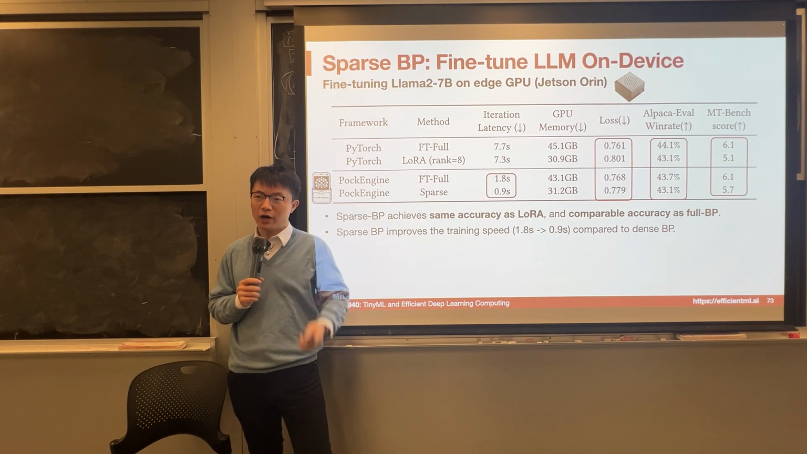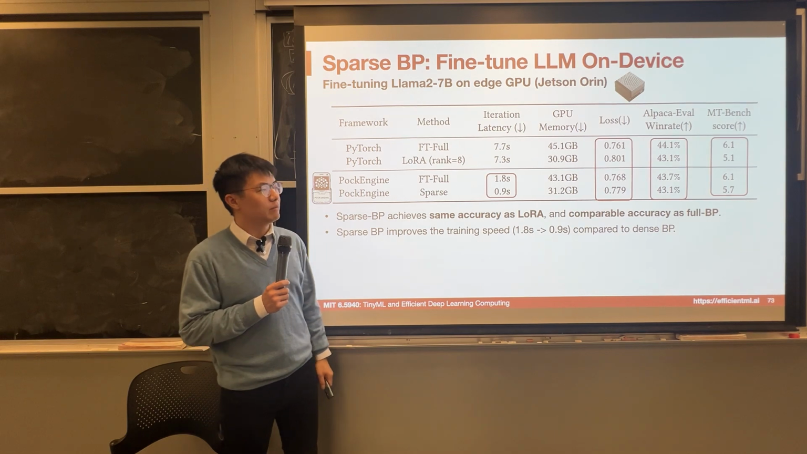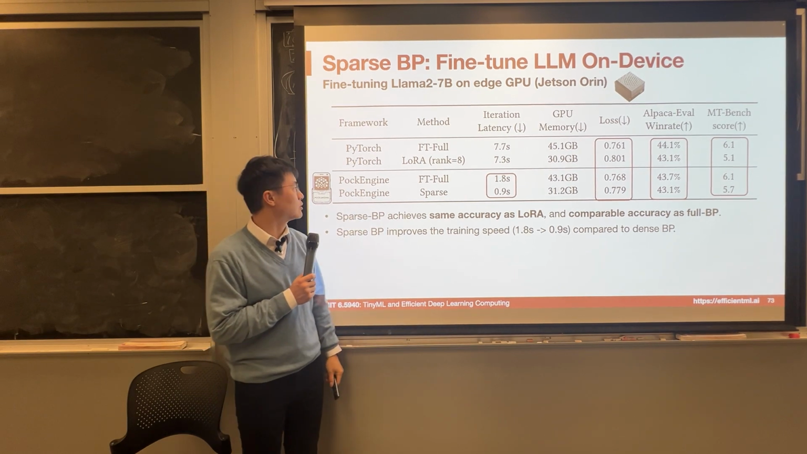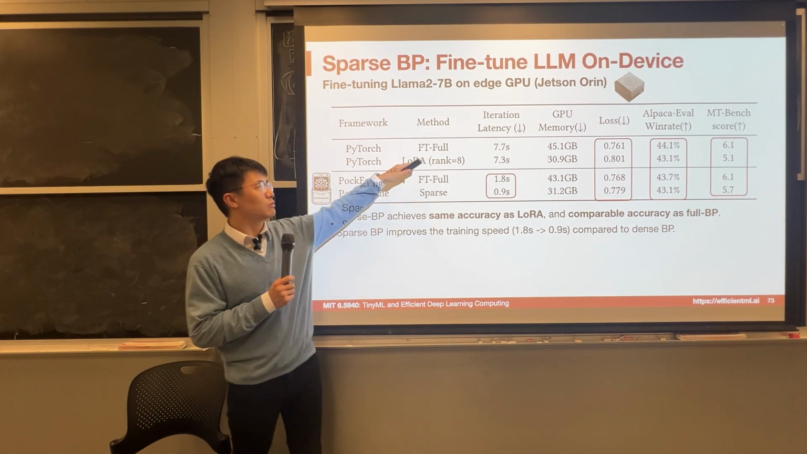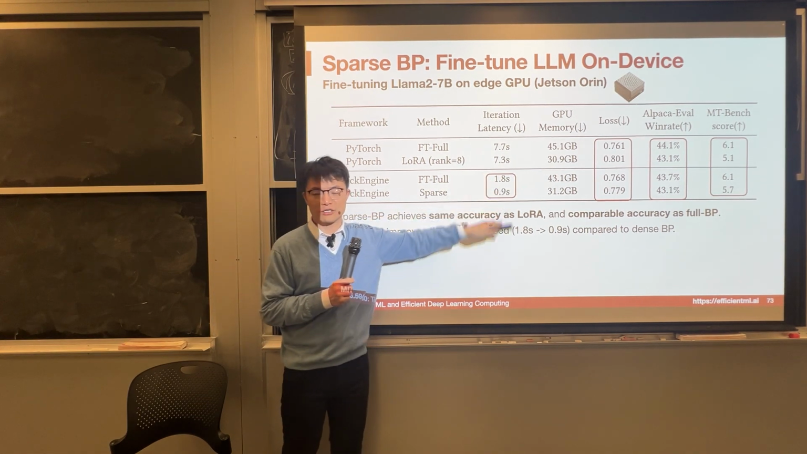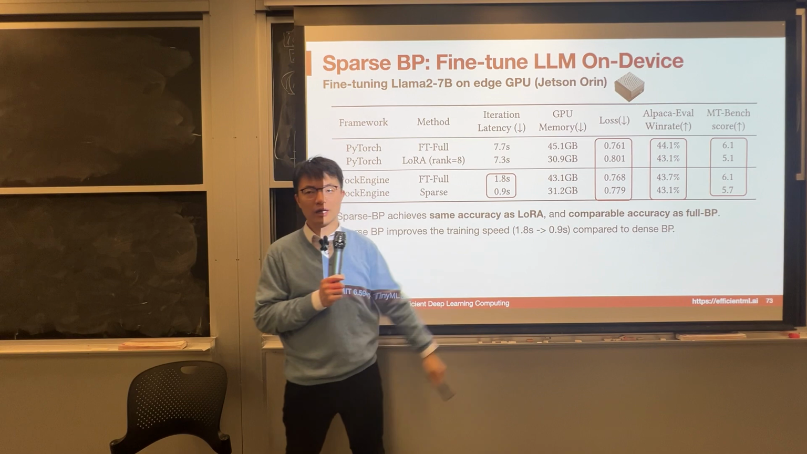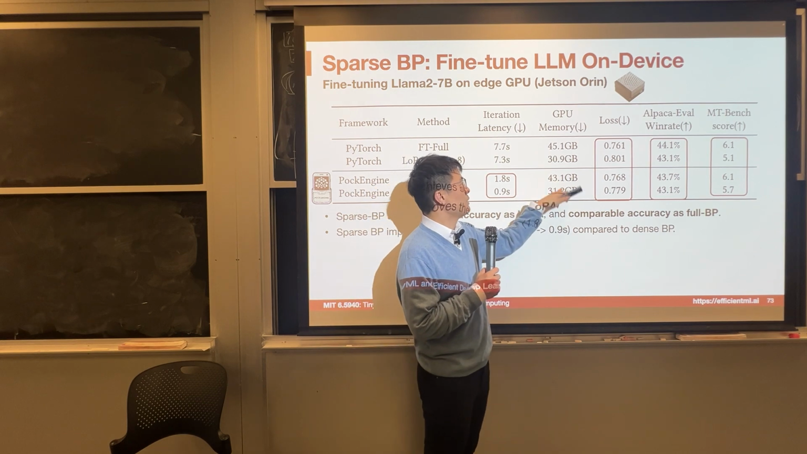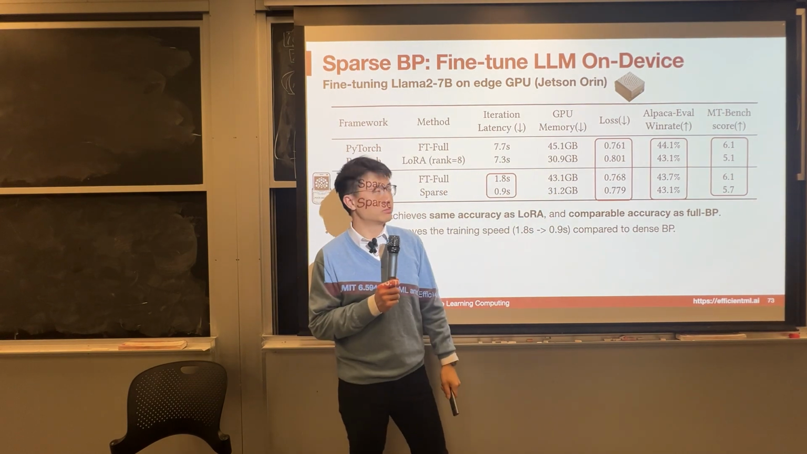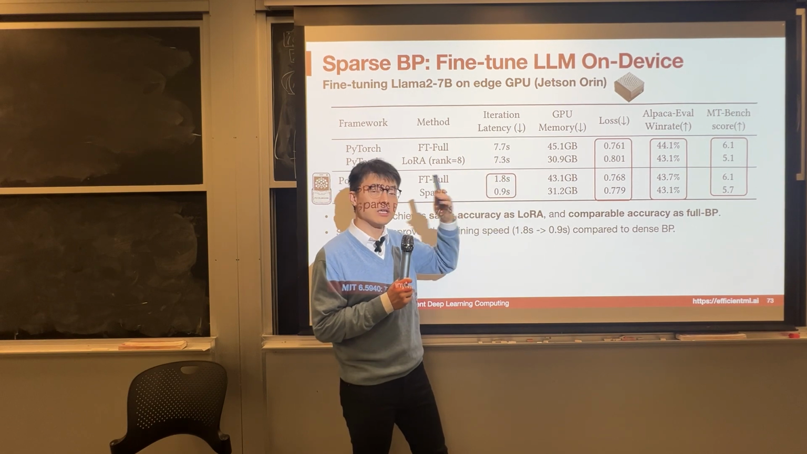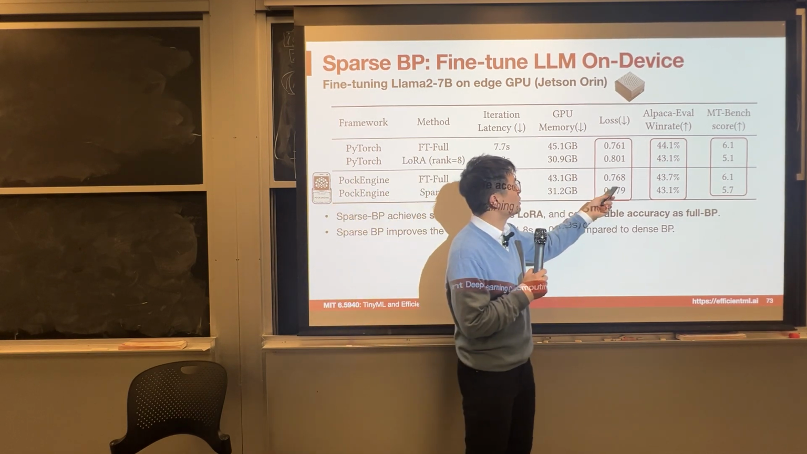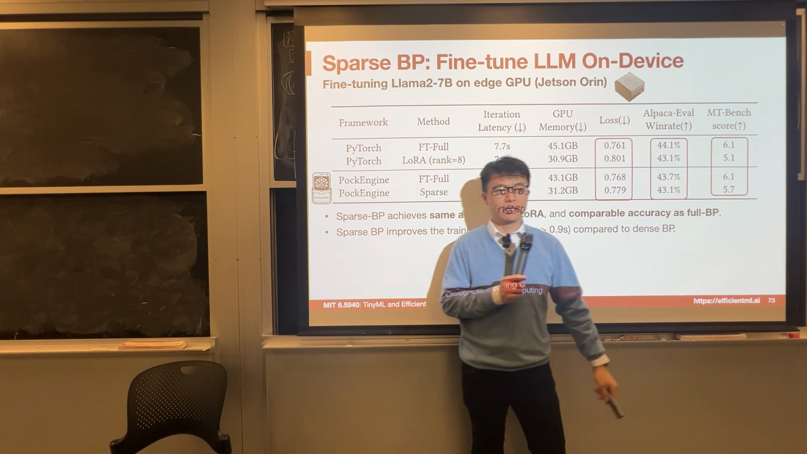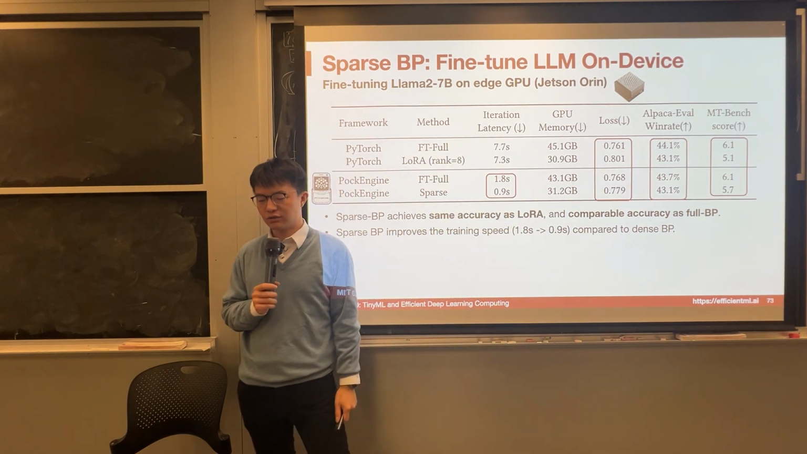Let's see how sparse fine-tune improves the speed and maintains the accuracy. There are several frameworks, using PyTorch versus using PockEngine, our fine-tuning infrastructure. Compared with full fine-tune, sparse fine-tune is about 2x faster and a lot faster than the PyTorch baseline due to the efficient engine on Jetson Orin. The memory is comparable to the LoRA approach, but it's a lot faster, like 7 seconds versus 0.9 seconds. And the Alpaca evaluation win rate is on par, sometimes even better compared with LoRA fine-tune or the full fine-tune.